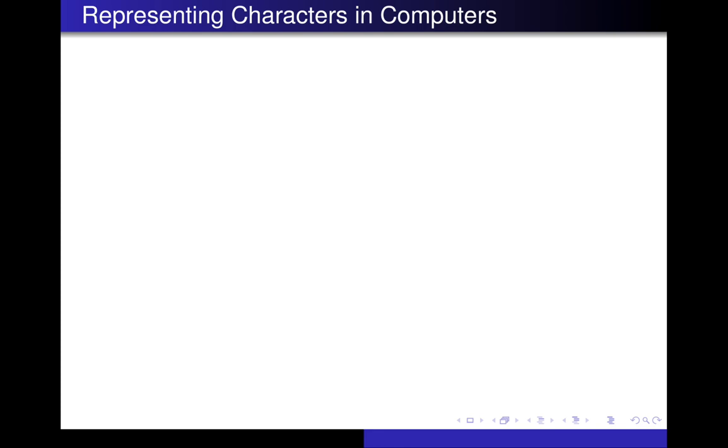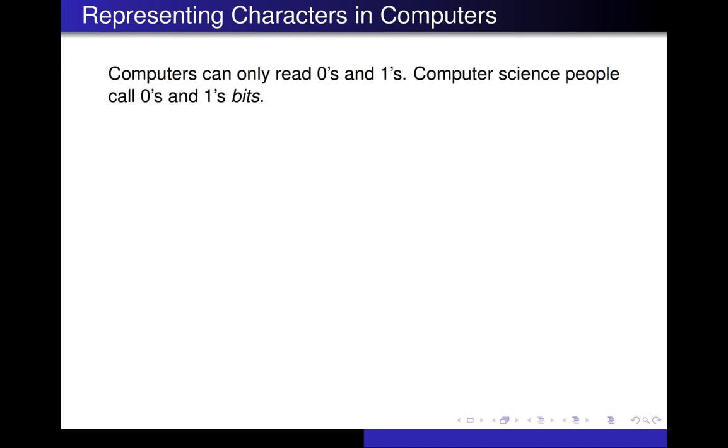So how do we represent characters in computers? Well, first of all, we got to think about what computers can do and what computers can understand. Computers can only read zeros and ones. That's their entire world. And so there's actually a special name for such things. Computer science people call the zeros and ones that you have in a computer, or actually zeros and ones in any context, bits.